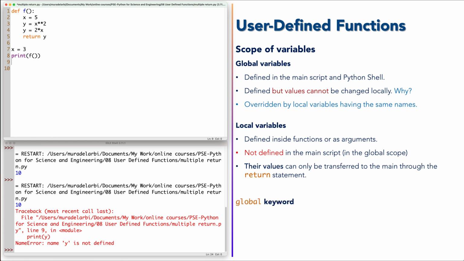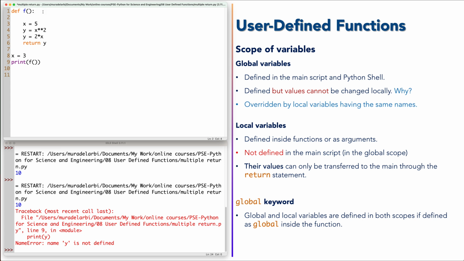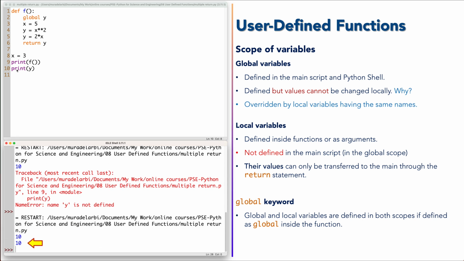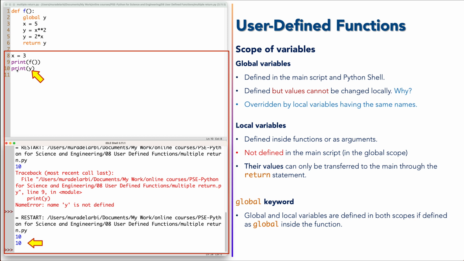However, sometimes we may need to define a local variable as a global variable. And here comes the global keyword. Now, how does the global keyword work? Global and local variables are defined in both scopes if defined as global inside the function. For example, if I come here, it should be at the top before using the variables inside the function. So I go to the top line inside the function and I write global y. And here I say now print y. The second 10 is the value of y, and we see we don't have an error message. Why? Because now y is defined in the global scope.